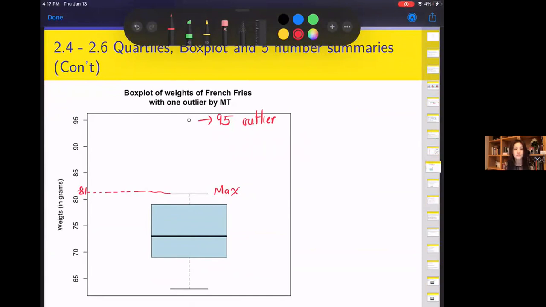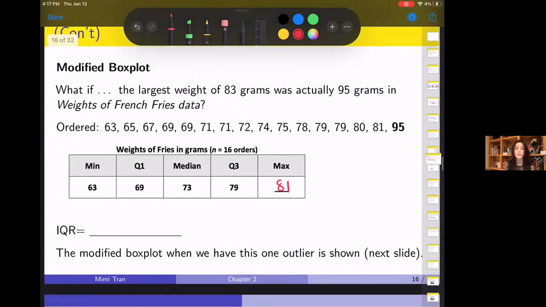Is the IQR still 10? Yes, same, because IQR is Q3 minus Q1. We don't change the number of data points, so Q3 and Q1 stay the same. We just change at the end. Q1 and Q3 are about the middle 50%, the half on the left and right. Kind of like the median, remember, it isn't affected by the outliers.